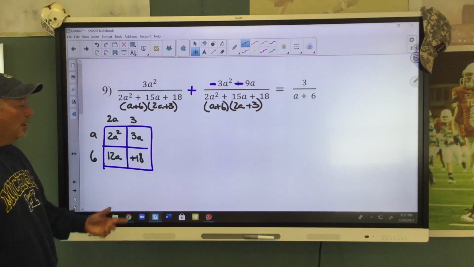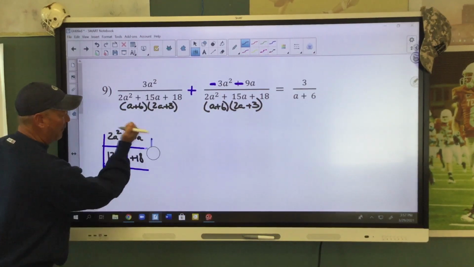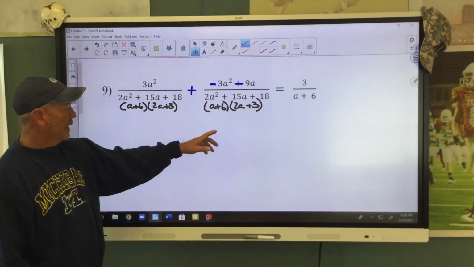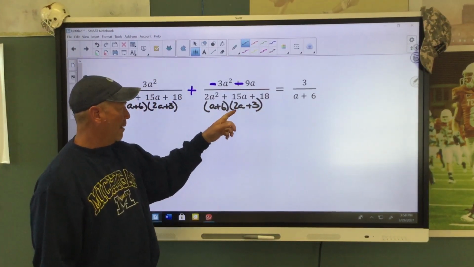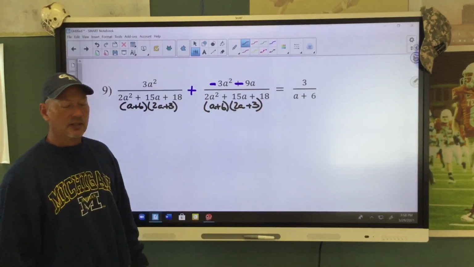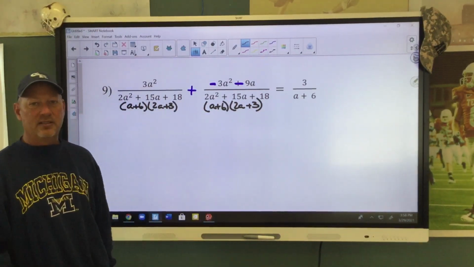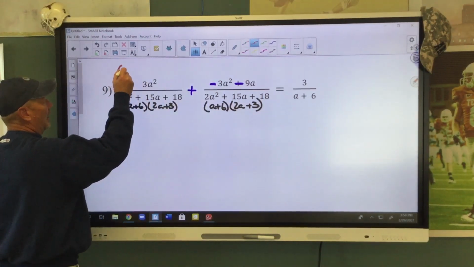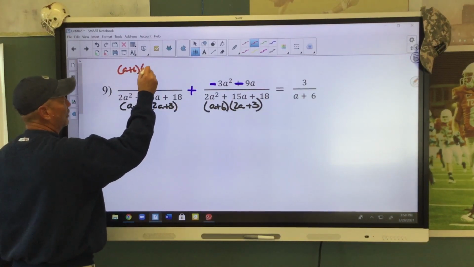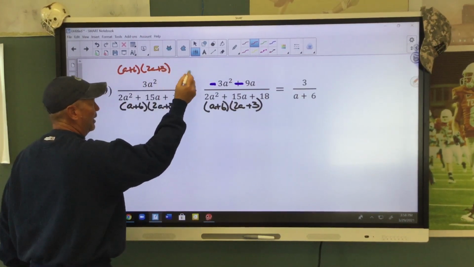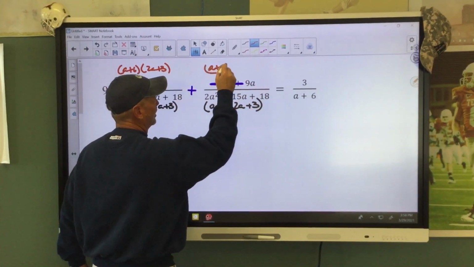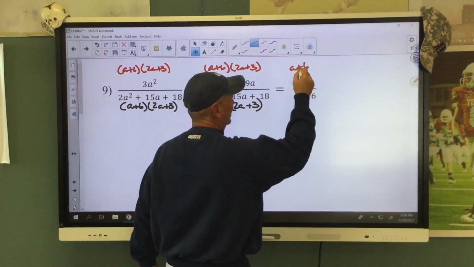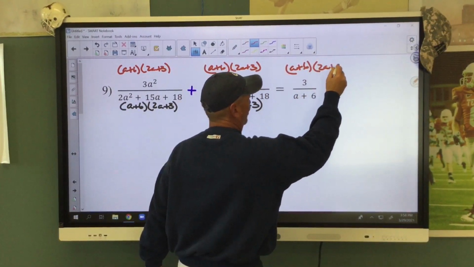You okay? All right, so now, I don't need this anymore. We have factored. And if you notice, my common denominator will pick up this A plus 6. So now we're going to multiply all three terms times the common denominator. A plus 6, 2A plus 3.